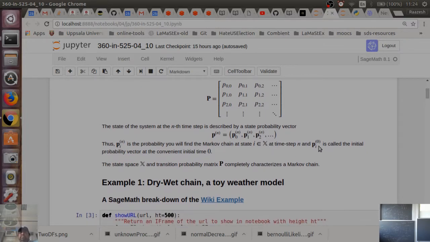Okay, and then p super 0 is called the initial probability vector at the convenient initial time of 0. So where does the system start when you start modeling it, right? In a frog example, if we know there's only one frog, and we know it's in that lily pad at time 0, then we basically put a 1 in that state. Say the state is 83, the lily pad number 83. So we put a 1 in 83 and 0 everywhere else. Let's say there are only 100 lily pads, right? So we put 0, 0, 0 and 1 at 83 and 0 everywhere else. That's a way to specify the initial state probability vector.